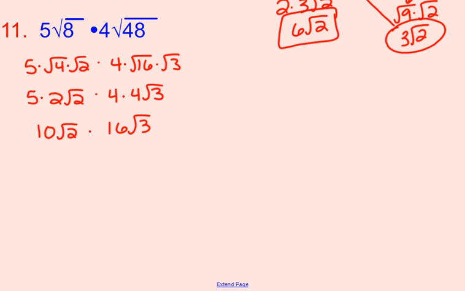So now I need to multiply these two numbers together. So I take the 10 times the 16, get 160, the 2 times the 3, and I get the square root of 6. Just like in my last problem, sometimes when I multiply my number jumps out of simplest form. So I'm going to check my factors of 6 and see if there's a perfect square in there. There's not, so I did stay in simplest form, and that's my answer.